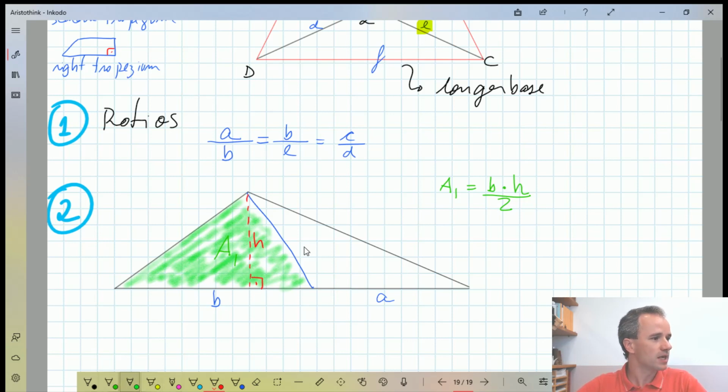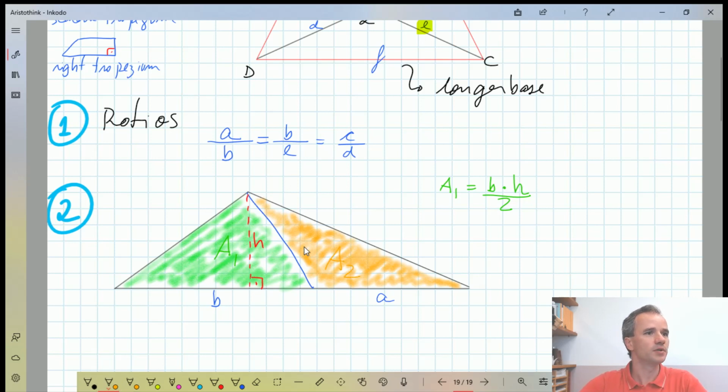And what can we say about the other area? So this is going to be our second triangle, like this. I think you got the idea. So this is going to be triangle number 2.